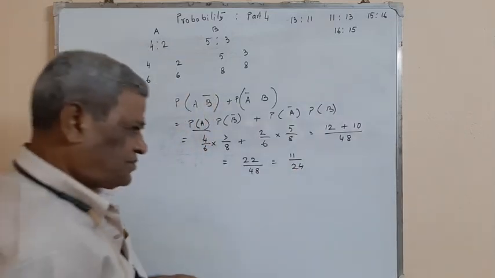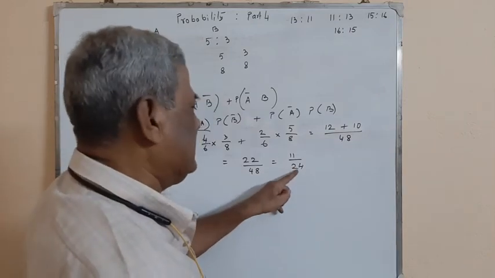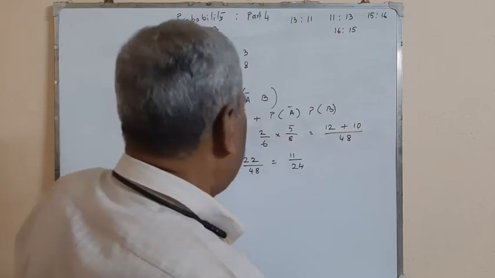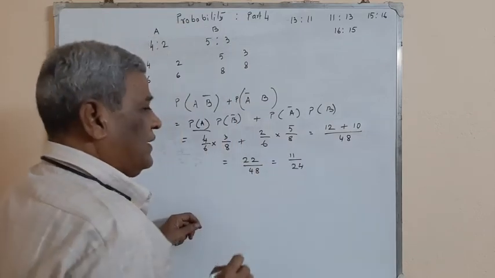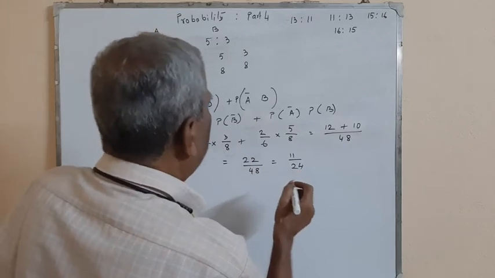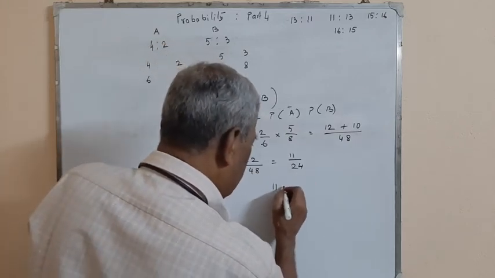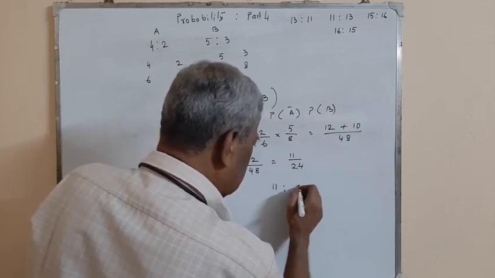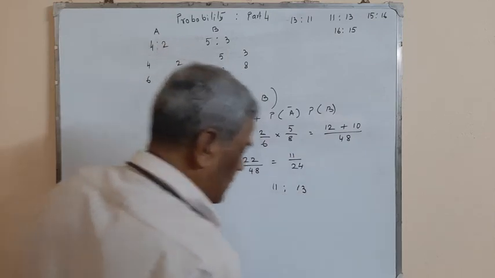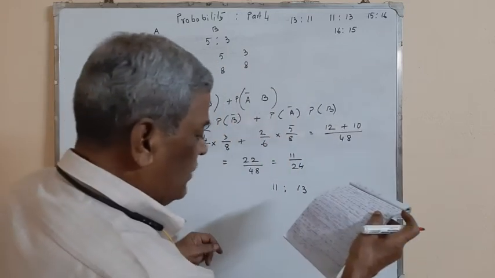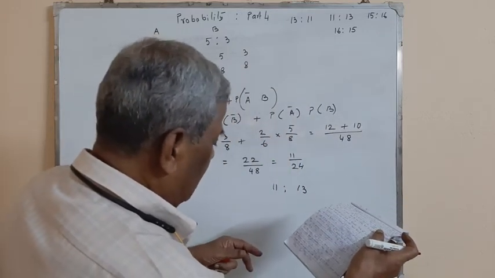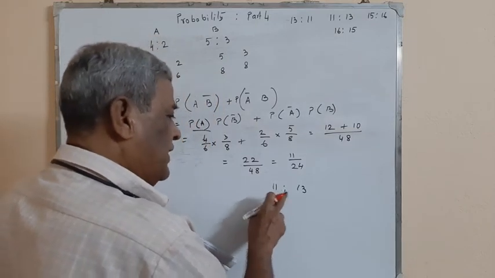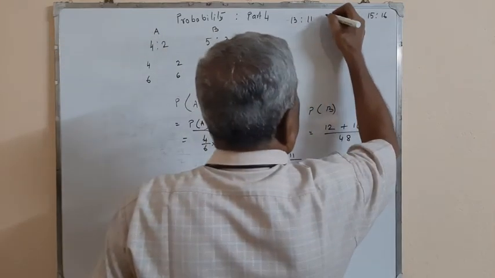So that out of 24 cases, they will contradict in 11 cases. That is, the ratio is 11 is to 24 minus 11, that is 13. So the odds that they will contradict is 11 is to 13. So this is our correct option.